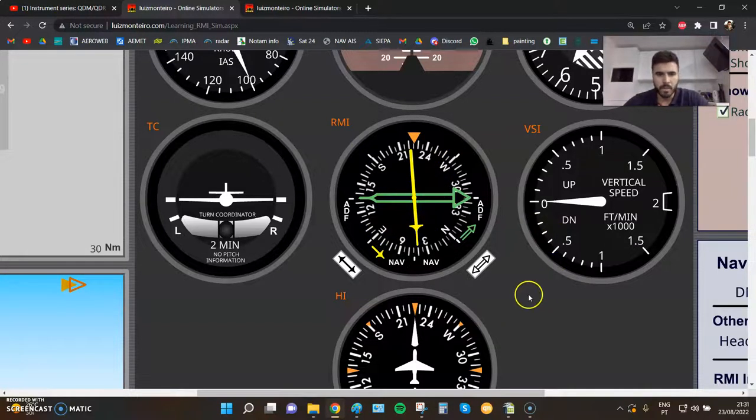Okay, let's take the aircraft out of pause. We are currently on QDR 220. So the station is here, in the center, and we are approximately over this line going to the southwest. So we are going in this direction. And let's say that we want QDR 270.